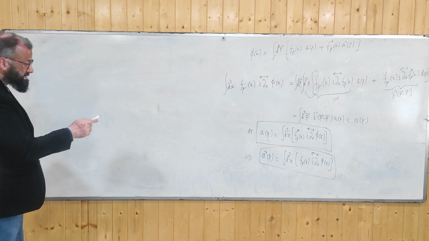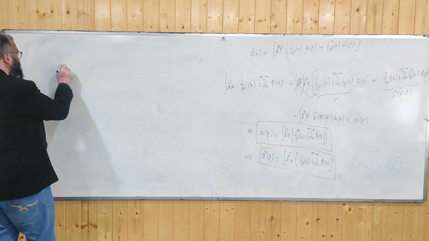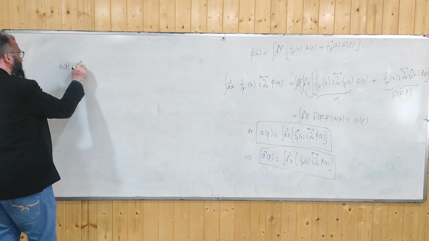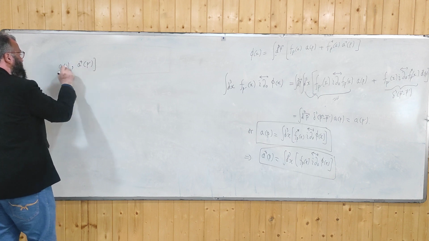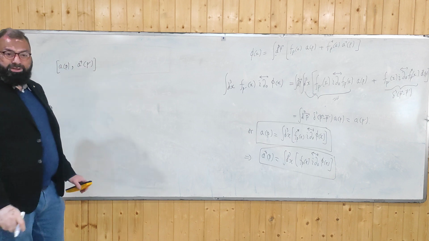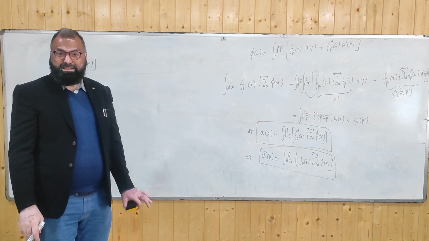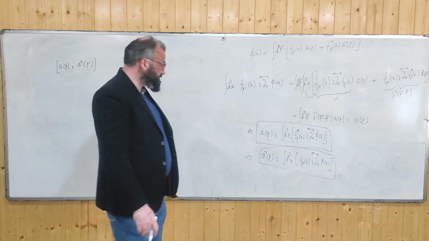Now let's calculate the commutator of a of p and a dagger of p prime. So let's calculate this very commutator. We know the commutator of phi and pi, is it? Clear?